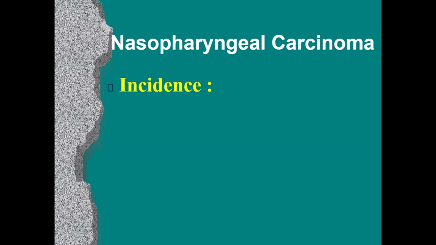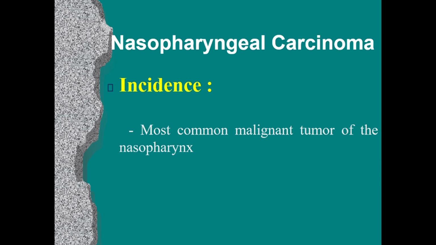So let's begin with incidence. Nasopharyngeal carcinoma is the most common malignant tumor of the nasopharynx. What are the other types of malignancies that occur in the nasopharynx? They include salivary gland tumors, minor salivary gland tumors, lymphoma, rhabdomyosarcoma, and this will be mentioned in differential diagnosis later on.